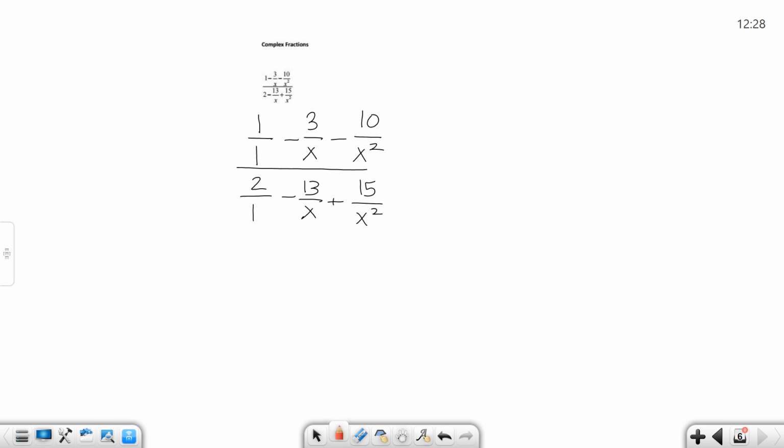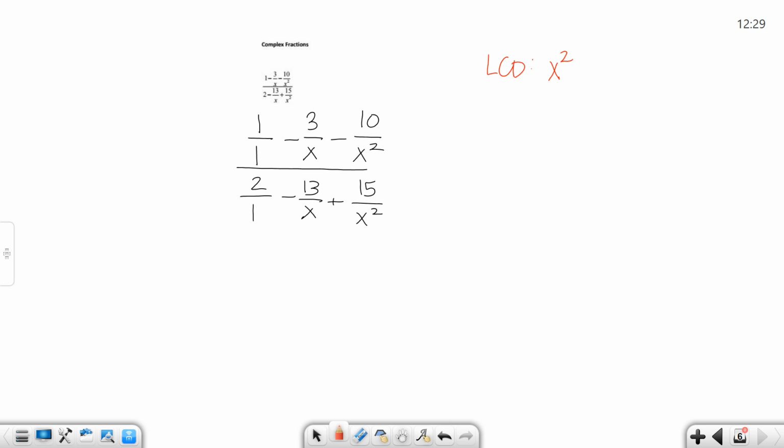So what we have to do is come up with a least common denominator. And rules from earlier say if you have to find the least common denominator, you're going to take every factor the greatest number of times it appears in the denominator. So I see an x here and I see an x squared here. You want to take the bigger one. So my least common denominator is x squared.